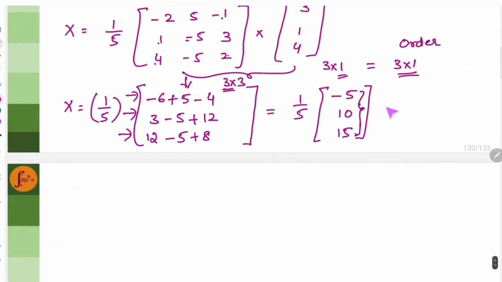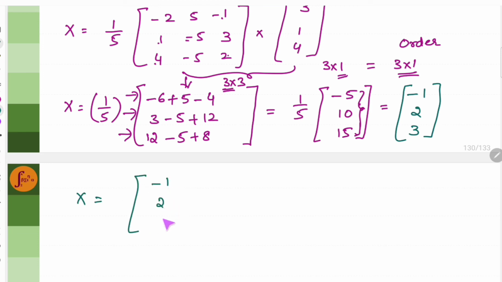Right? So now we will get 1 by 5 into minus 5. So this will get cancelled. So you'll have minus 1. 1 by 5 into 10 will get 2. 1 by 5 into 15, you'll get 3. So this is matrix X. Matrix X is minus 1, 2, 3.